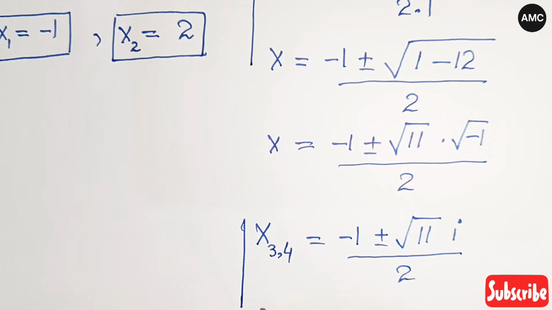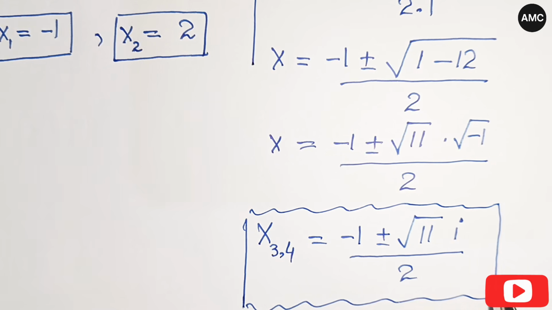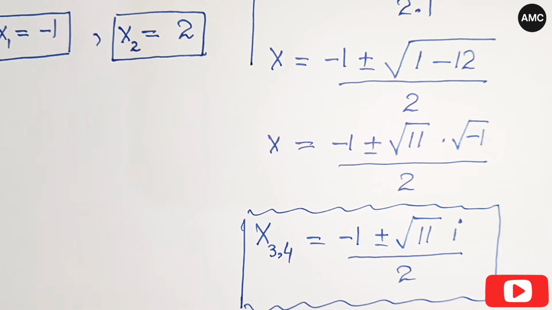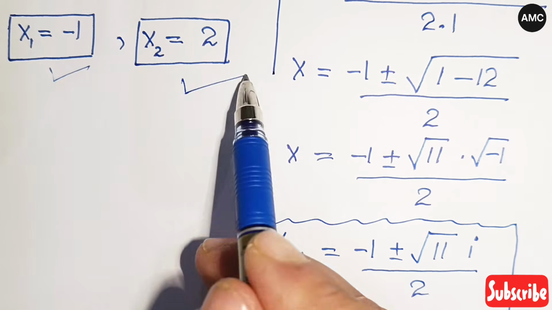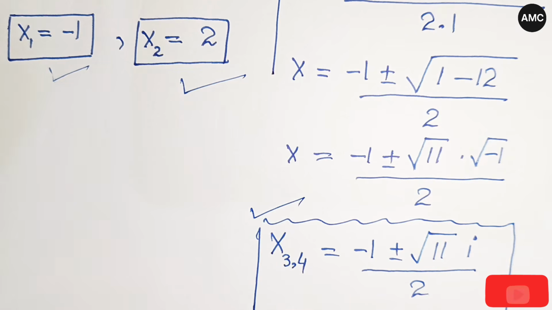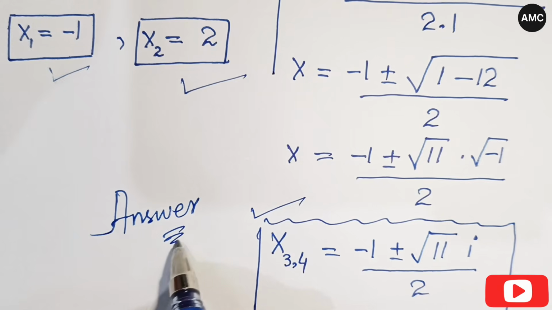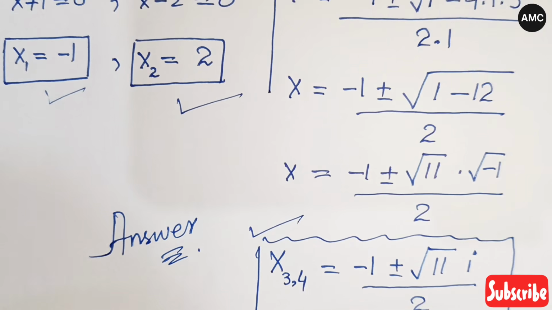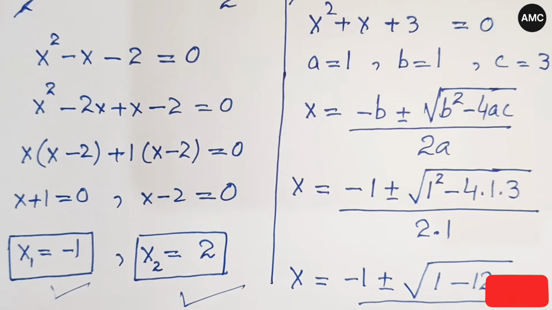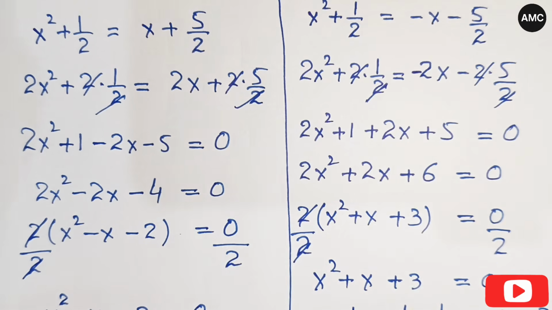So here we have 4 values of x, same as we found from method number 1. So here it is our value of x1, x2, and x3 and x4. So our final answer is the same by 2 different tricks. So here we are going to check our entire solution step by step.